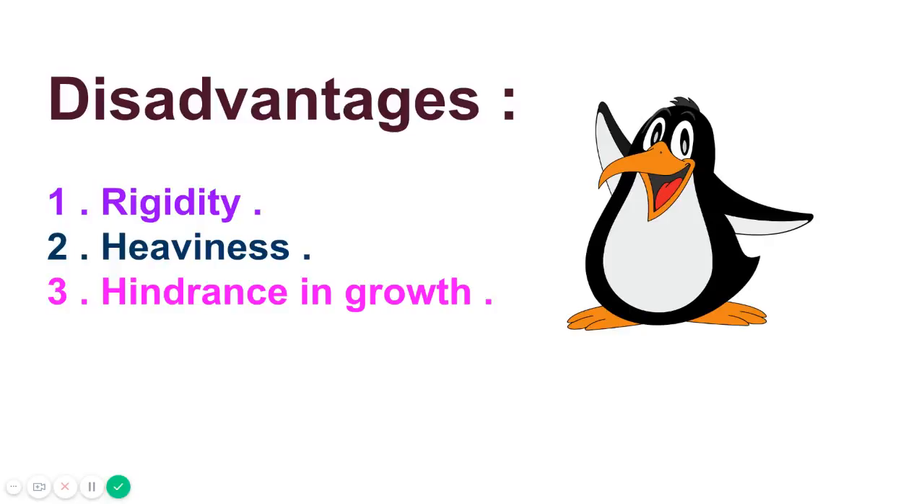Now the disadvantages are rigidity, heaviness, and hindrance in growth. Exoskeleton is very rigid. And in the majority of individuals, the exoskeleton is heavy, therefore they cannot move freely. The animals with exoskeleton do not grow to a large extent, that is, they remain small in size.